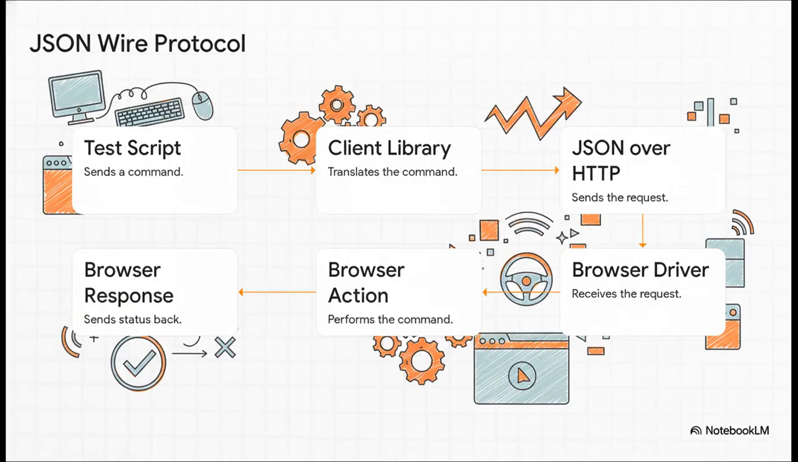So here's the play-by-play. Your script fires off a command. The Selenium client library grabs it, wraps it up into a neat little JSON package, and sends it over HTTP. That's the JSON Wire Protocol part. Then, something like ChromeDriver catches that package, unwraps it, and tells the browser what to do. The browser does the thing, and then sends a reply, like, okay, I did it, or uh-oh, something went wrong, all the way back up the chain.